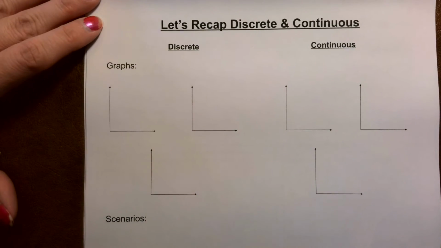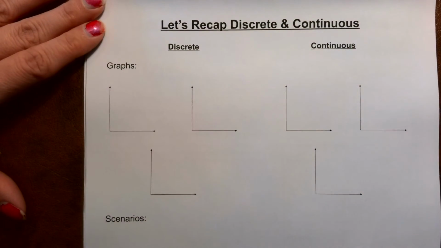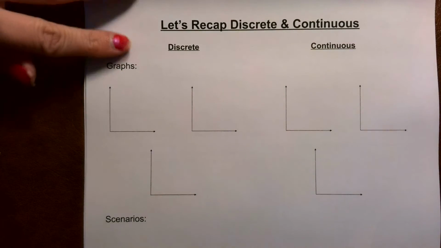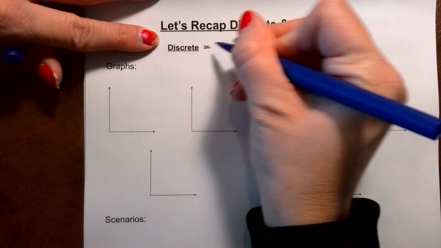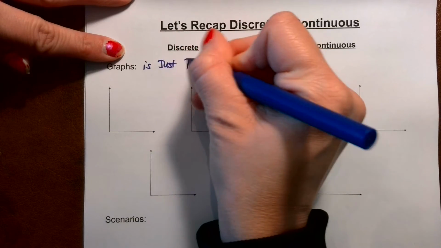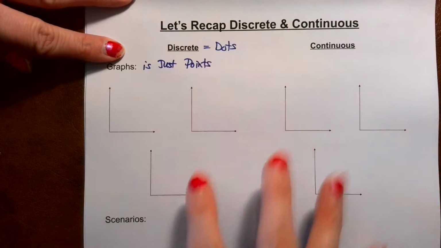Hi, Math 1. Let's take a look at discrete versus continuous. When I say the word discrete, the first thing that should pop into your mind is dots. The graph is just points.